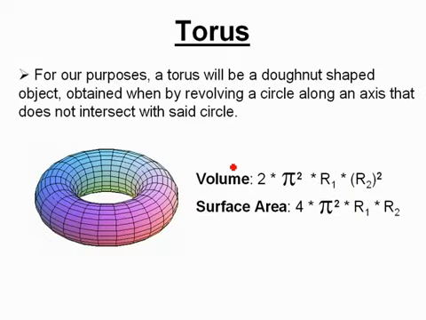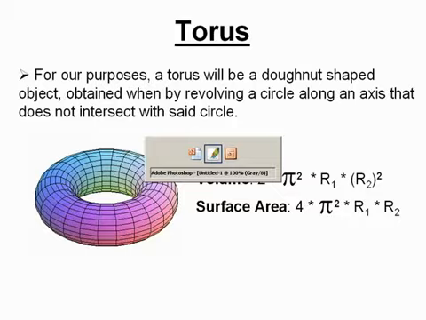A torus. For our purposes, a torus will be a donut-shaped object obtained when revolving a circle along an axis that does not intersect with said circle. So that's a lot of words to mean something really simple. I'll show you in Photoshop.